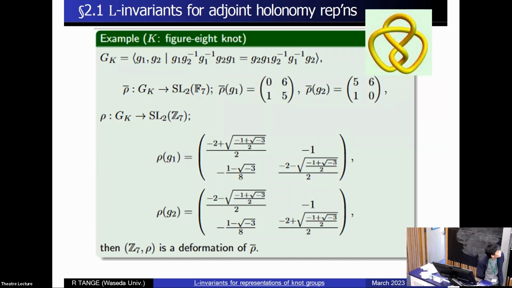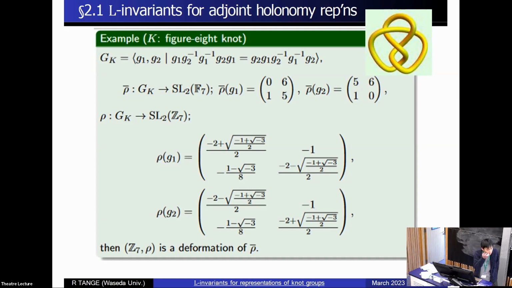And in knot theory, we can easily consider an example. So this is an example for the figure 8 knot. We can write the group presentation explicitly, and we can find the representations explicitly. And we now consider an F_7 representation given by formulas. By considering this representation over the 7-adic integers, and by considering these entries modulo 7, we obtain the entries of rho bar. So we can say that this pair is a deformation of rho bar.